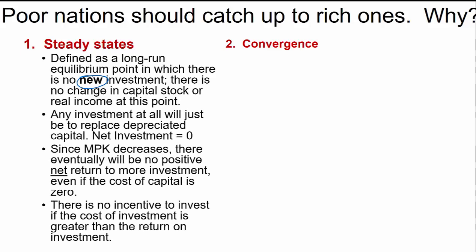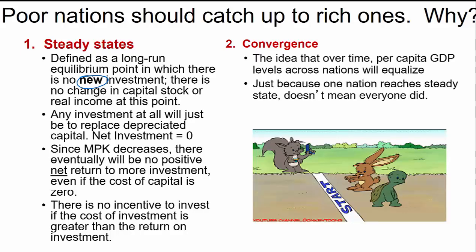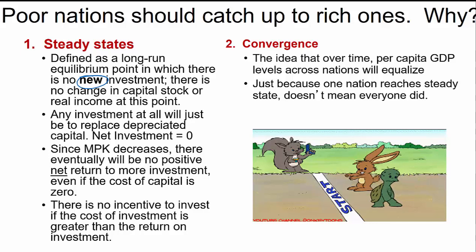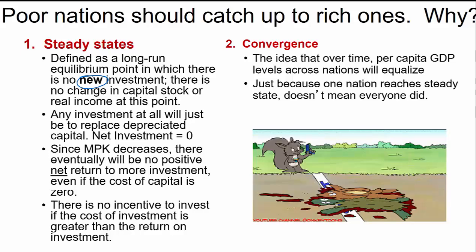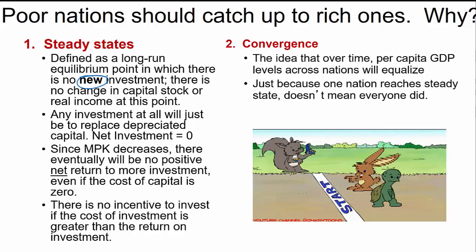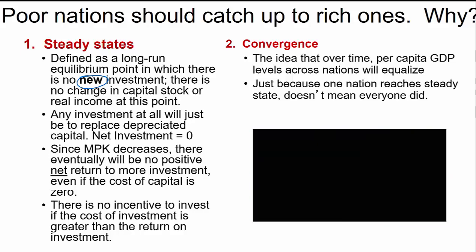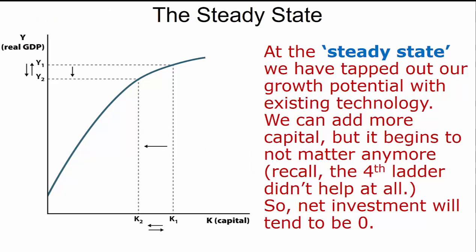Okay? That brings up a second point, and that is the theory of convergence. This idea is that over time, rich nations are going to stop investing because of the diminishing marginal product of capital. But then poor nations, where additional capital will boost their economy, are going to continue to invest. At some point, the two economies should be equivalent in nature. In other words, the big growing economy is going to slow down, and the small economy is going to catch up with them. And so that's the idea of convergence.